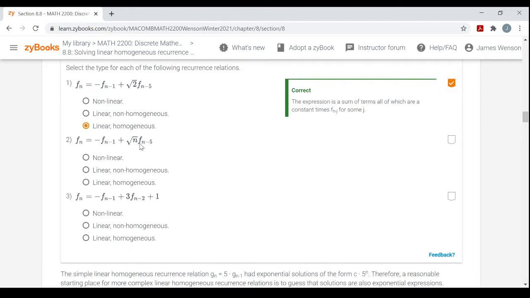This one, you have f_n equals a number, negative 1, times the previous term, f_{n-1}, great, plus, and then, the coefficient on this part of the sum is not a number. It's not constant. It involves a variable. So this is not linear.